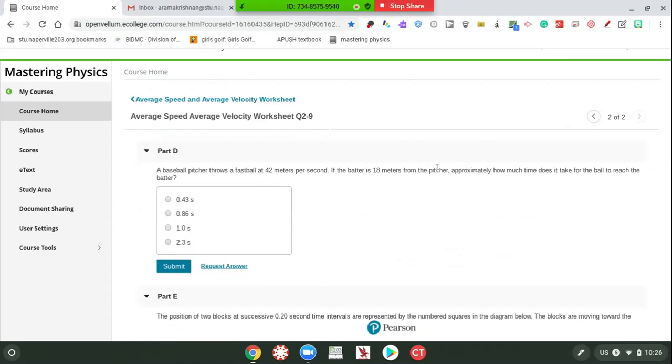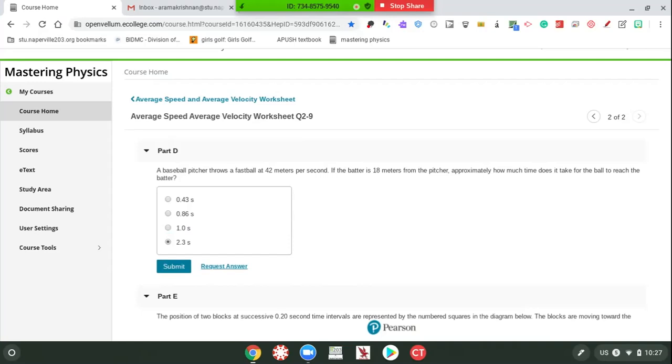A baseball pitcher throws a fastball at 42 meters per second, with the batter 18 meters from the pitcher. How much time does it take? Okay, it's very simple. It's distance by time. So distance by speed. So 18 meters divided by 42.